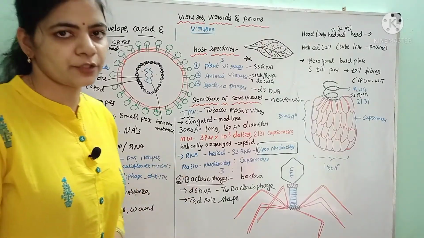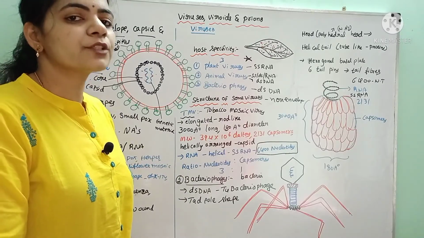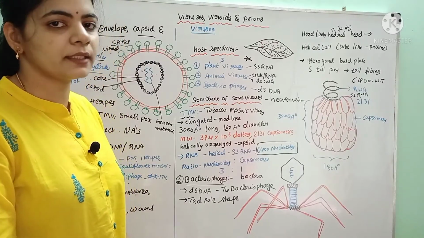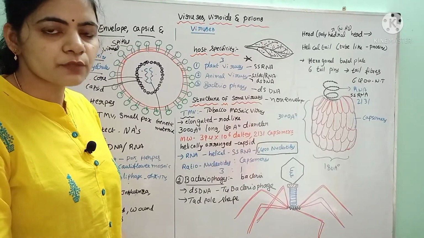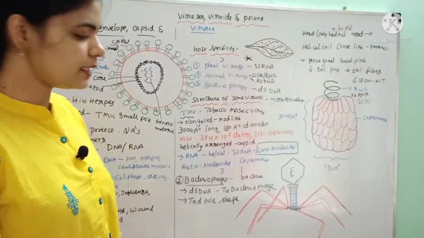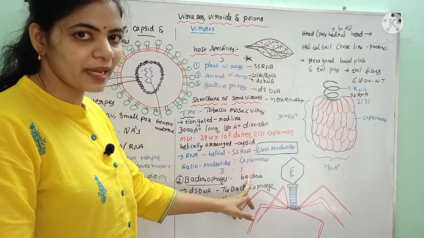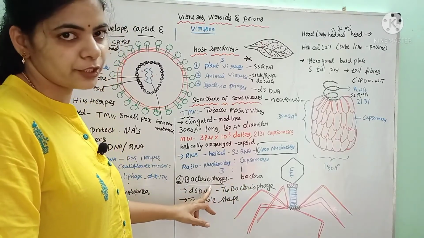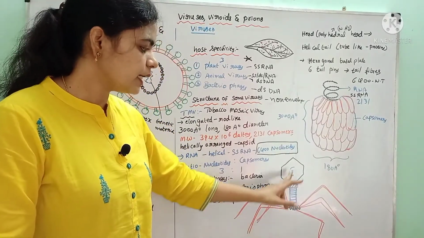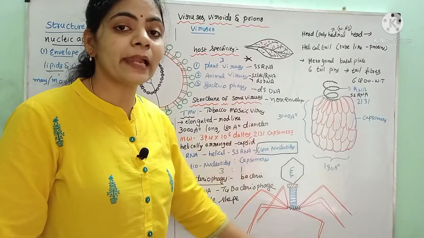And the next one is the bacteriophage. What are bacteriophages? Bacteriophages are nothing but the viruses which infect bacteria, or the viruses which are parasitic on bacteria. So what is the host here? Bacteria. What is the parasite? Bacteriophage. We see the structure of the bacteriophage. It is tadpole shaped. What is the shape? We call it tadpole.